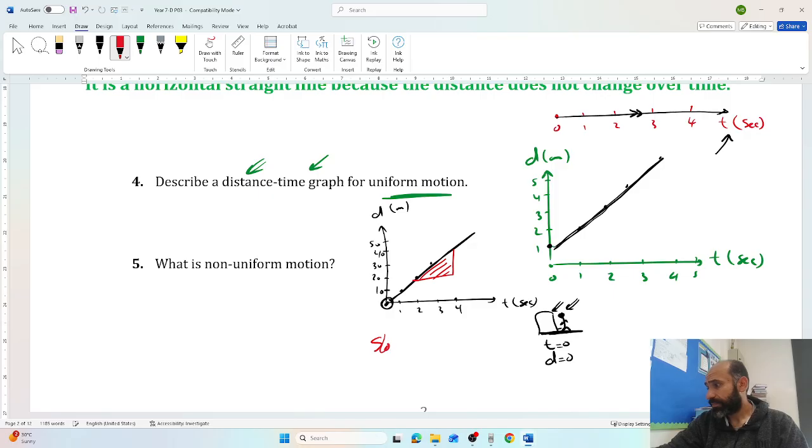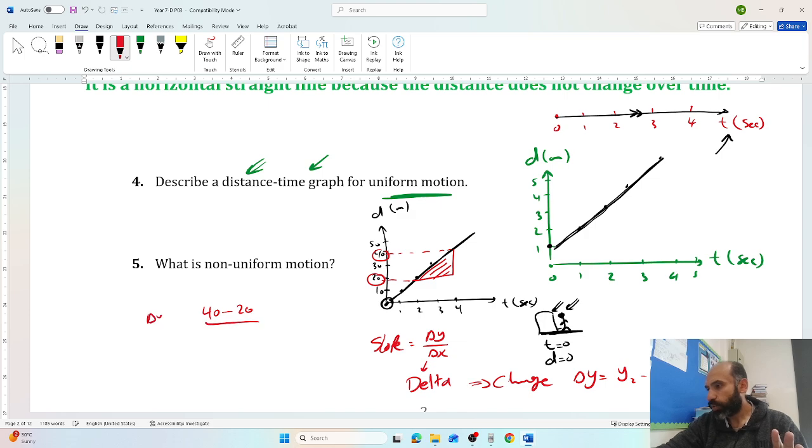Slope means delta y over delta x. Delta is pronounced as delta, and it means change. And the change means final minus initial. For example, if the final distance is 40 and the initial distance is 20, you can choose any 2 points, by the way, so it will be 40 minus 20. This is the change in y-axis or the change in distance or position over the corresponding time, which is 4, and this one is 2, so it will be 4 minus 2. This is the change in the x-axis or change in time. So in this case, it will be 20 over 2, which will be 10.